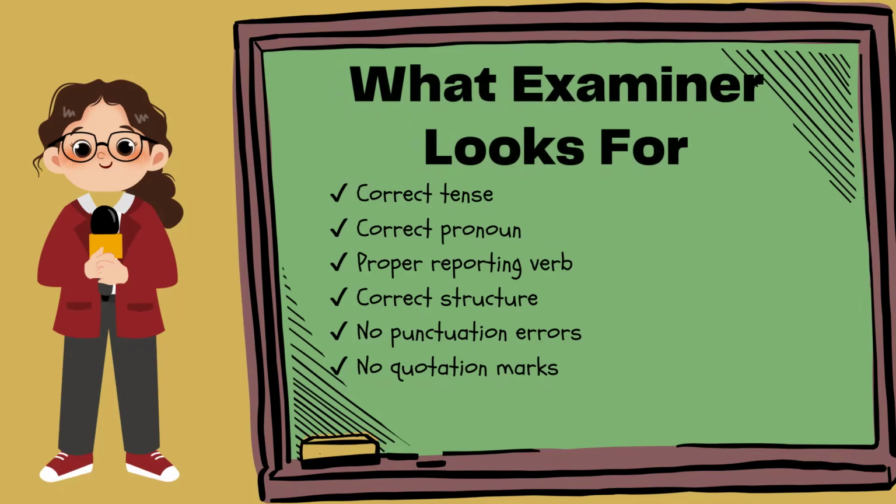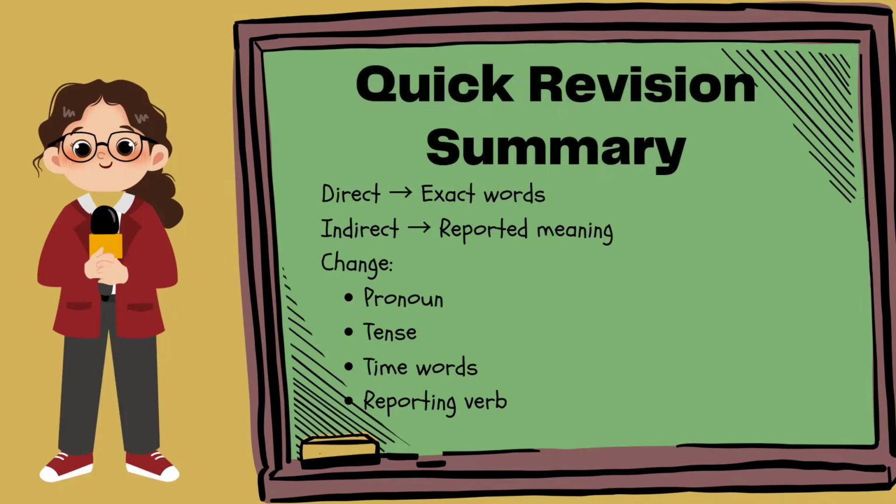What examiners look for in the exams when you're converting the direct speech into indirect speech: first comes the correct tense, correct pronoun, proper reporting verb, correct structure, and no punctuation error and no quotation marks. Because remember, in direct speech you're going to use the exact words of the speaker using the double quotation, but in indirect speech you're going to change the structure and remove the quotation marks. Let's have a quick revision. Direct speech means exact words and indirect speech means reported meaning.